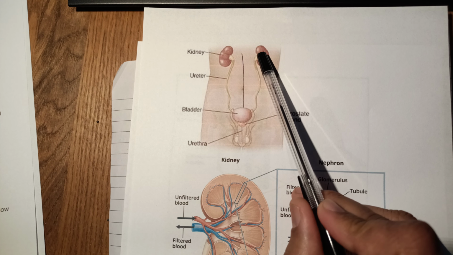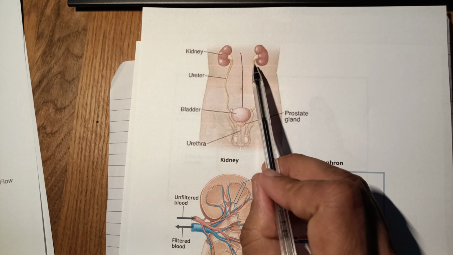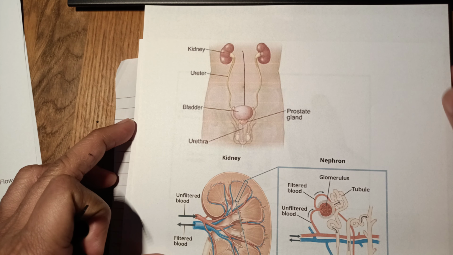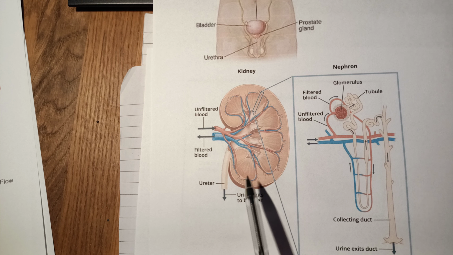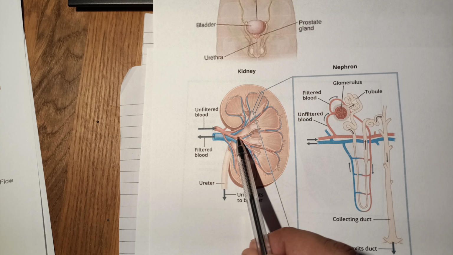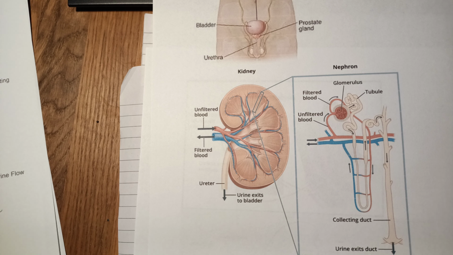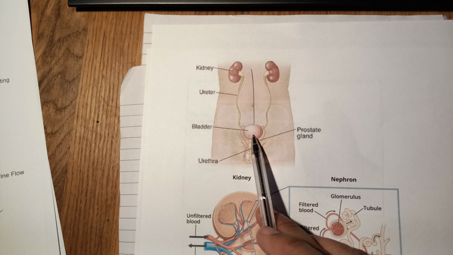If you look here, this is the renal pelvis. That is the beginning of the ureter. So this is the renal pelvis. If you look at the kidney cross section, then this is the renal pelvis. That's where the urine collects. From the renal pelvis starts the ureter, and then the ureter will carry it to the bladder.